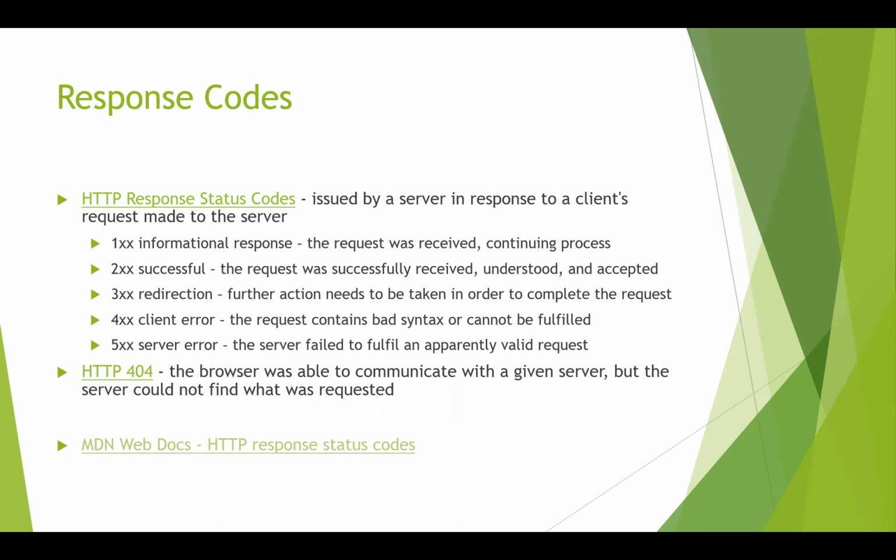300s, we really won't spend a ton of time on. If we get an opportunity to, we'll look at some redirections, but that's if a resource has been moved, might sit, for instance, on a different server or in a different location on the server. Again, we aren't going to spend a ton of time with that, but the 400s and 500s are a little more interesting. Specifically, the 400s mean that there's some sort of error on the client. The request contains some sort of bad syntax or cannot be fulfilled. And the 500 series focuses on some error on the server. The server failed to fulfill an apparently valid request.